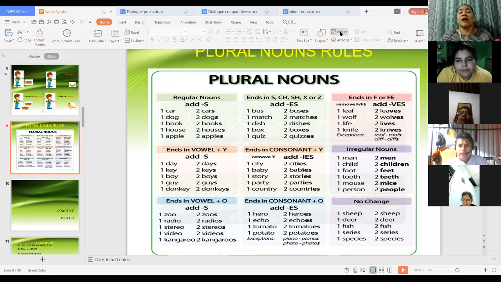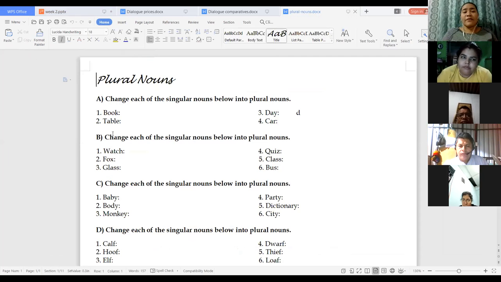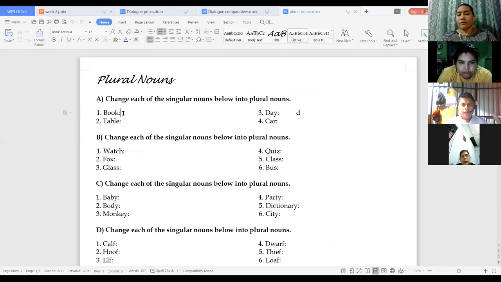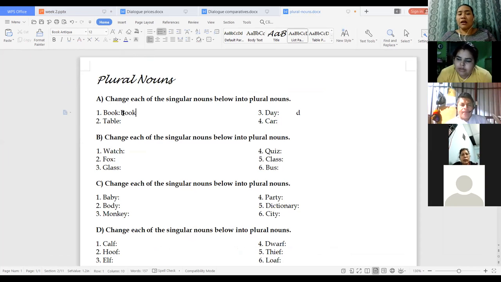All right, so let's see. If you're ready to practice, let's practice together. So I have these, which are plurals. Who can help me with the number one? ¿Quién me puede ayudar con el número uno? ¿Cómo sería? Books. What should I add? ¿Qué debo de agregarle? Yes. Thank you.